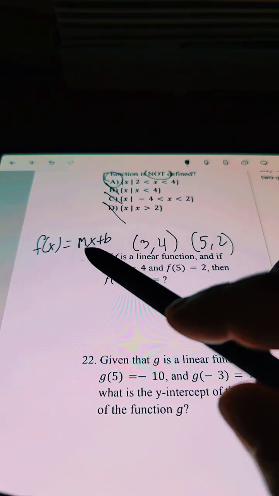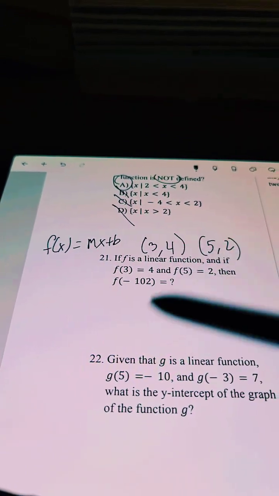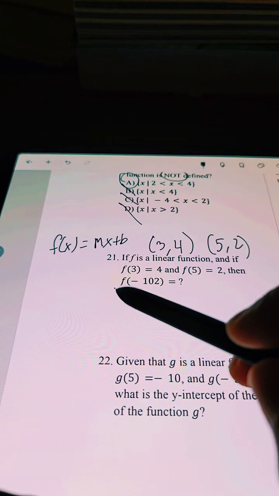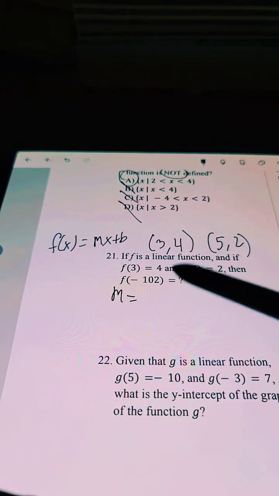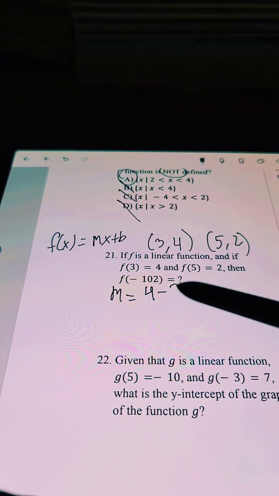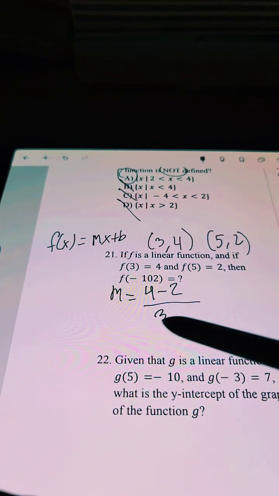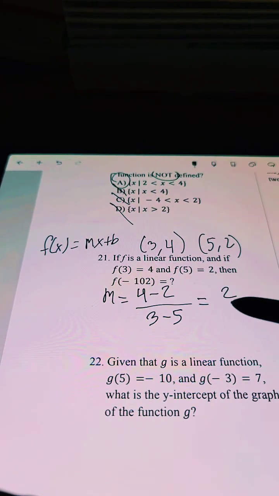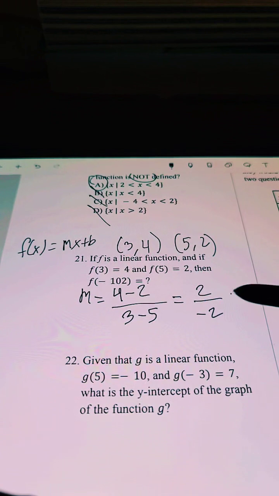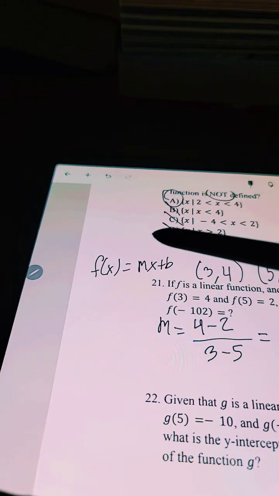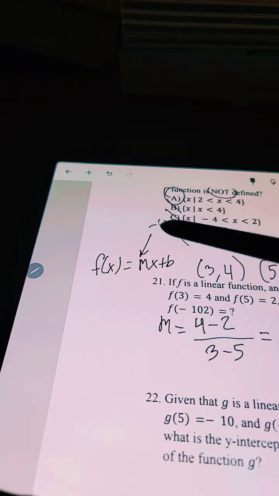So let's start with, I need a slope. I need m, so let's plug in these 2 points into the slope formula to find m, or slope. So I'm going to do 4 minus 2 on top, and then I'm going to do 3 minus 5 on bottom. So then that's going to be 2 over negative 2, which is just negative 1. So I know that my slope has to be negative 1.